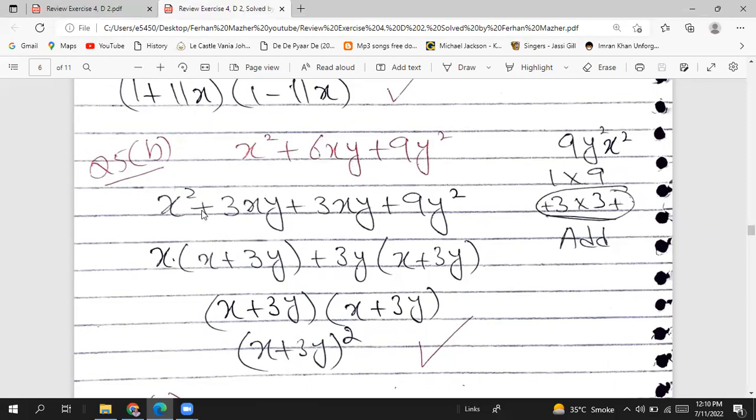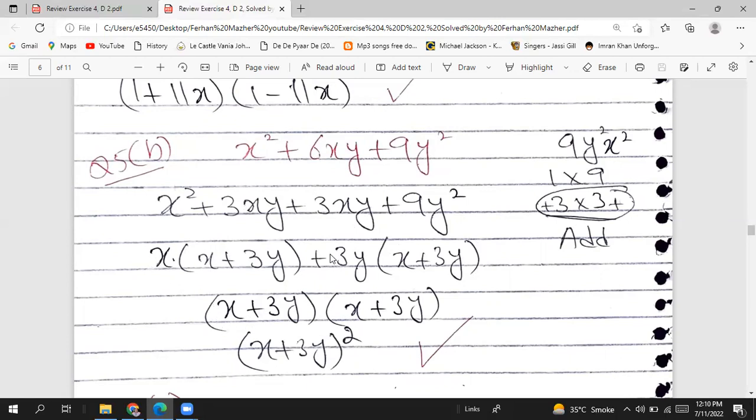So from here you are left with the x, and from here you are left with the 3y. From the last two terms, 3y is common. So take 3y common, you are left with x plus 3y, bracket close. From this term and this term, the bracket x plus 3y is common. Take that common, x plus 3y.